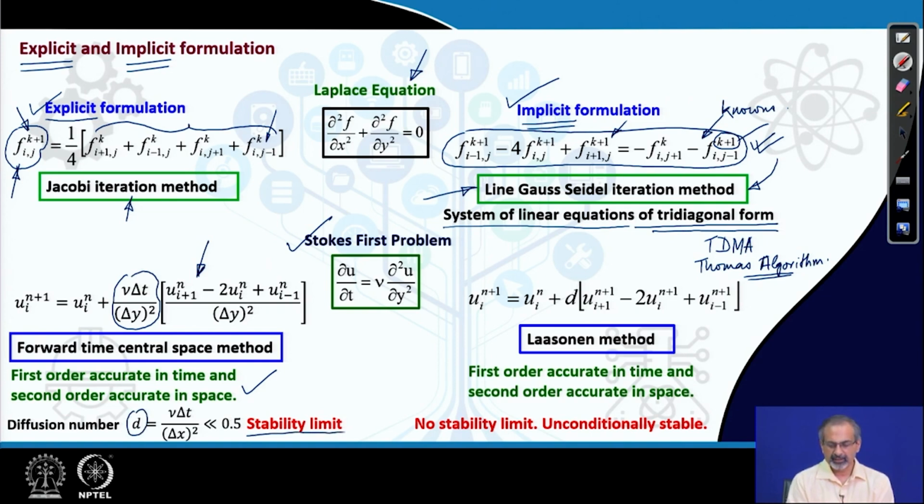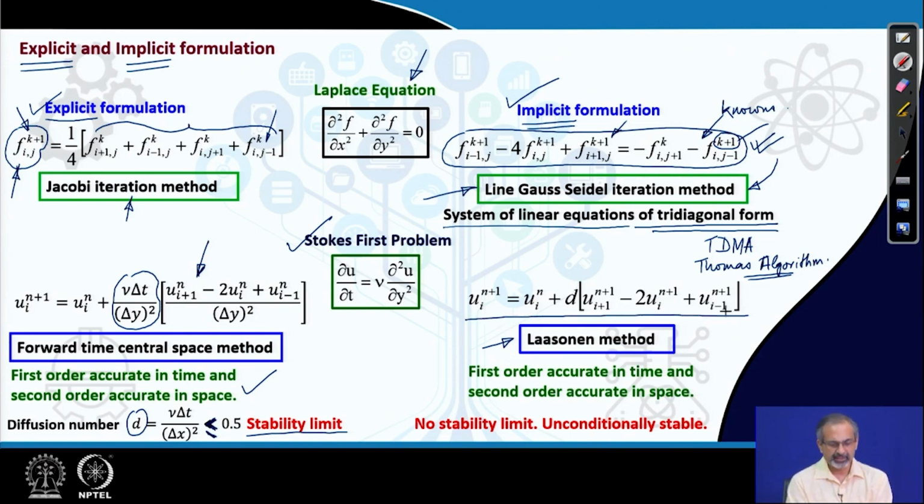show that in order that this numerical scheme remains stable, that errors do not become very large and the scheme does not become unstable as you calculate, you have to maintain this value, that D is less than equal to 0.5. On the other hand, if you use an implicit formulation, we are using a scheme which is called as Laasonen method. It looks like this.